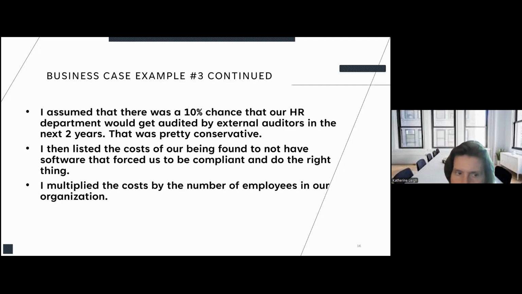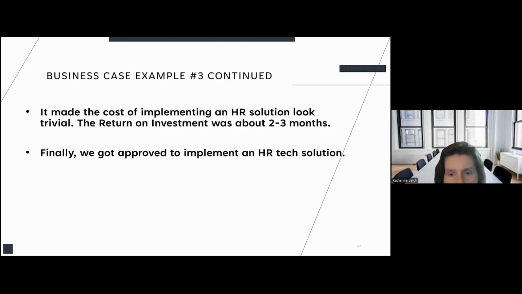So does this make sense? This is the data and the numbers. And it made the cost of implementing an HR solution look trivial. The calculated return on investment, the payback period, was about 2 to 3 months. I think it was 2.7 months. Finally, we got approved after I wrote that business case. We got approved to implement an HR technical solution.